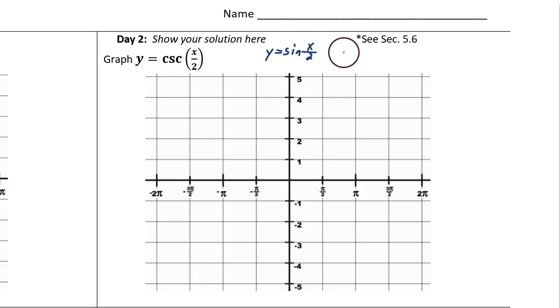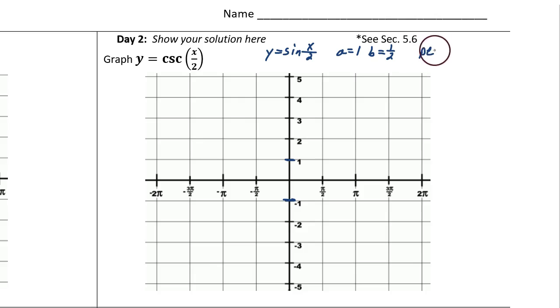So this function right here has an a value of 1 and a b value of 1/2. There's no c or d that are important here. We know that the a is involved in identifying our amplitude, our maximum at 1 and our minimum at -1. And the letter b is involved in finding the period.